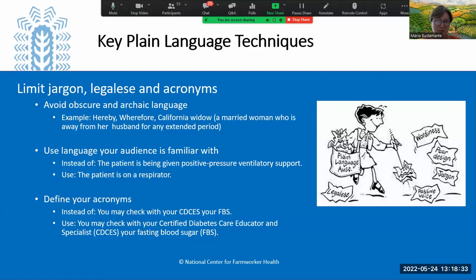Define your acronyms. In the world of healthcare, I think we're so used to dealing with acronyms, and the acronyms that we use, we all know and refer to, like CDC, but other people may not know. So make sure that you're spelling out any acronyms that you're using.